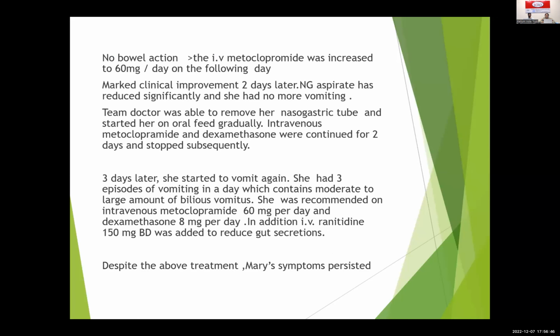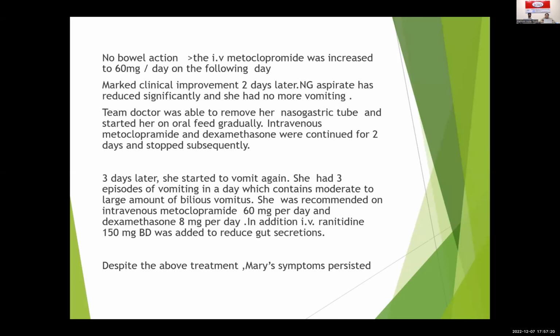So now what happened? There is no bowel action. The intravenous metoclopramide was increased to 60 milligrams per day on the following day. And there is marked clinical improvement 2 days later. And the NG aspirate has reduced significantly. And she had no more vomiting. The team of doctors were able to remove her nasogastric tube and started her on oral feed gradually. Intravenous metoclopramide and dexamethasone were continued for 2 days and stopped subsequently.